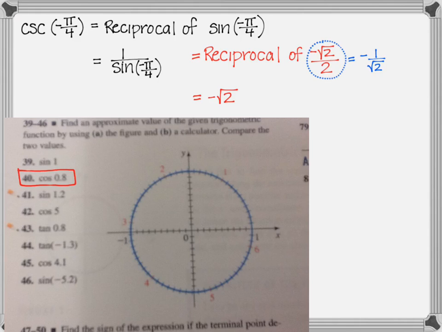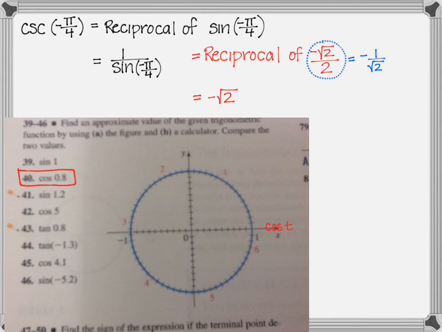In problem number, you were assigned numbers 41 and 43. And so you're to look at this circle. I took a picture out of the book so I could post it here. I'm going to do number 40, and it says cosine of 0.8. Well, the 0.8 is the length of this radius. So I'm going to look on here and try to find where 0.8 is. If this is 1, these are tenths. So 0.8 is right here.